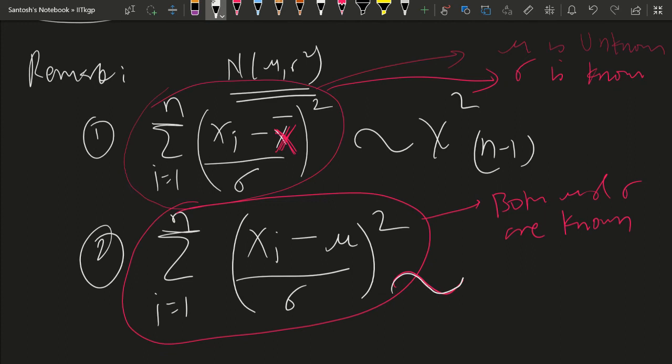Can anyone tell? You must have seen this in the case of normal, or earlier when you were doing continuous distributions. So you try. The first distribution is chi square n minus 1; in the second, xi minus mu upon sigma whole square, x bar is just replaced by mu. Mu was unknown earlier, so x bar was the estimated value of mu. In the second point, mu is known, sigma is also known. So what will be the distribution of summation xi minus mu upon sigma whole square, i from 1 to n? All of you must try.